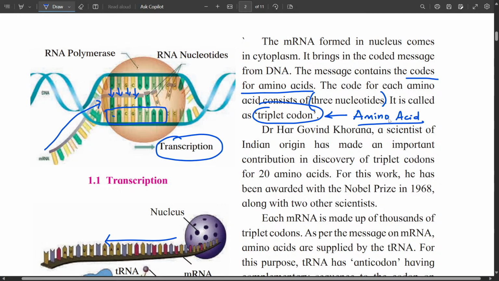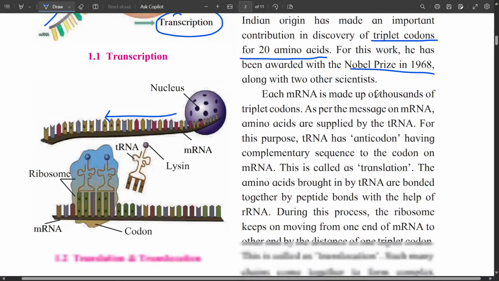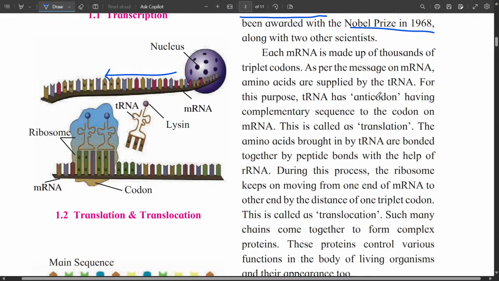Dr. Hargobind Khurana discovered the triplet codons for 20 amino acids, and for his work he was awarded the Nobel Prize in 1968. So we have seen that mRNA comes out of the nucleus with thousands of triplet codons on it. Now, according to these triplet codons on mRNA, there is one more RNA called tRNA, or transfer RNA.